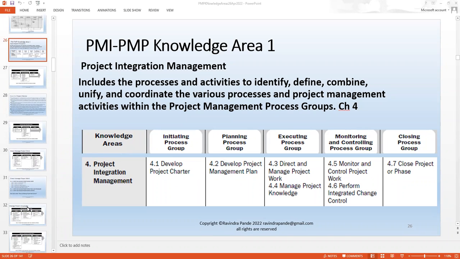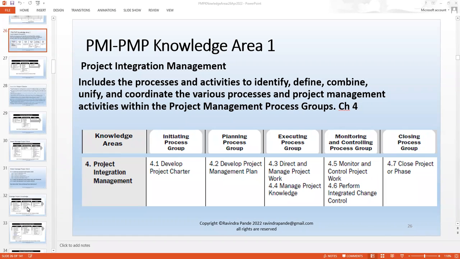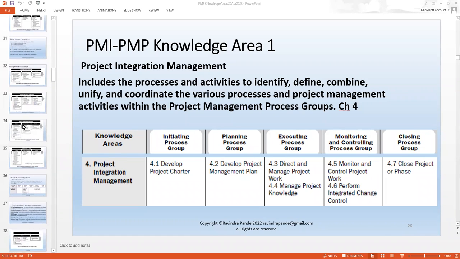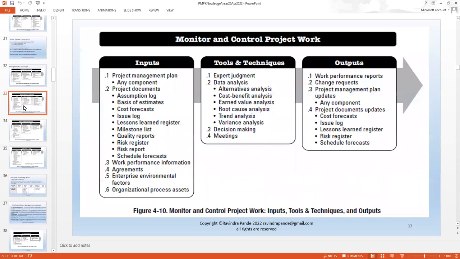4.5, right? Monitoring and controlling: monitor and control project work. Let's have a look at this process again. Here we are trying to set up policies and procedures for monitoring and control of our project work. So what we are doing here is a complete monitoring and control of the project work at hand, whatever we are managing right now.